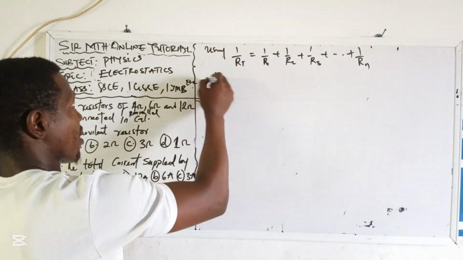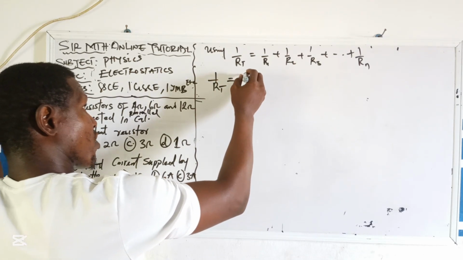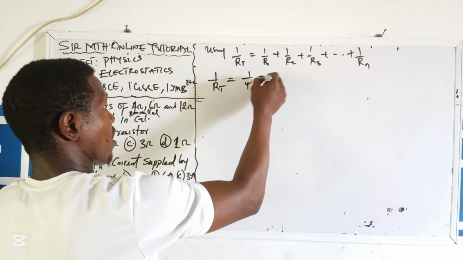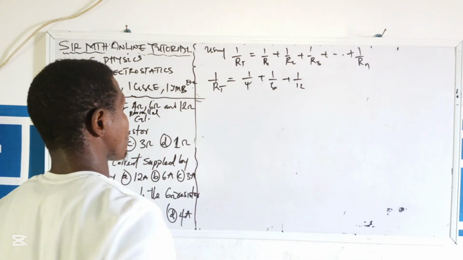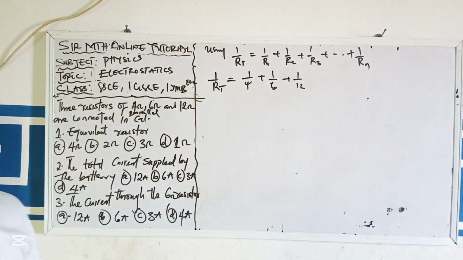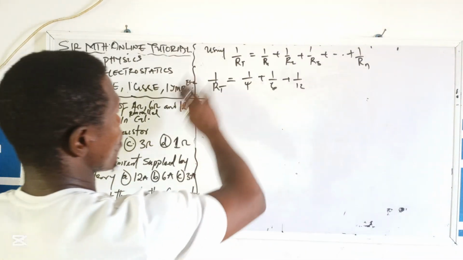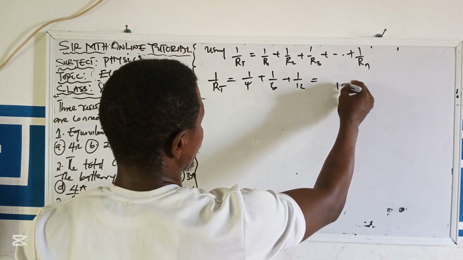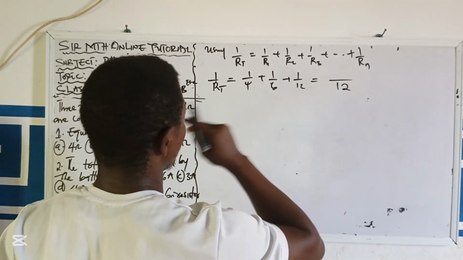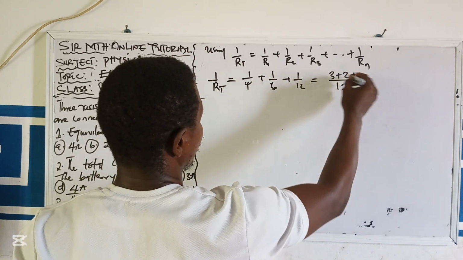So that means we have that 1 over R_T is equal to 1 over 4, plus 1 over 6, and then 1 over 12. Find the LCM of these values. Quick one, please. The LCM definitely will be 12. So when we solve it, we have 12 here. 4 in 12 is 3, so 3 times 1 is 3, plus here 2, here 1.